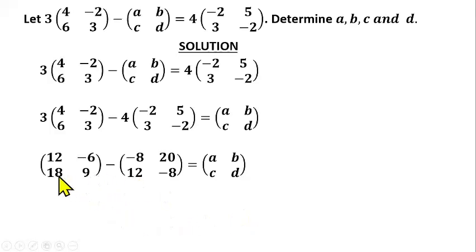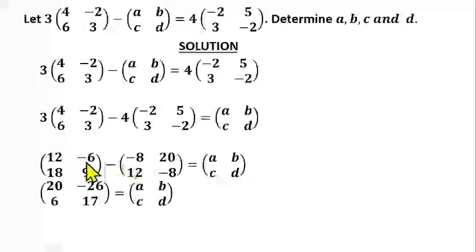Then of course we know that we need to subtract these two matrices, as you can see, because they can be subtracted. This is 2 by 2, this is 2 by 2 as well. Let's subtract them. You have 12 minus 8. That will give us 20, because minus times minus will give us plus. Then we have minus 6 minus 20, that gives us minus 26. 18 minus 12, that gives us 6. 9 minus 8, that will give us 17, equals to this matrix. So this matrix is 2 by 2, equals to 2 by 2.